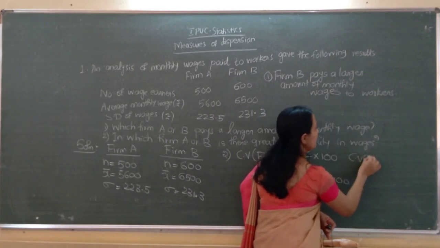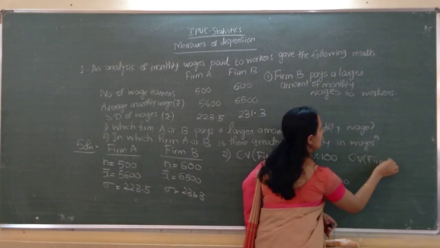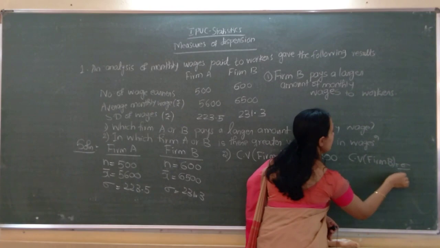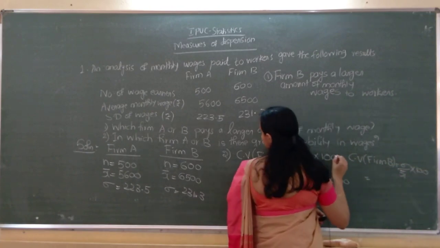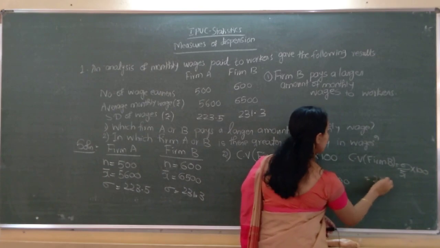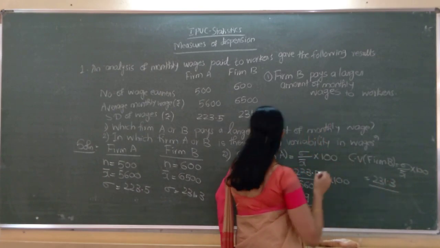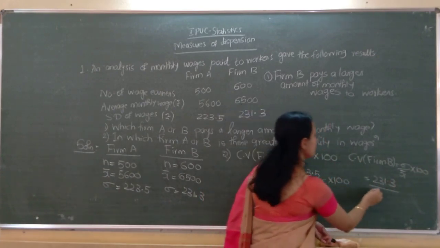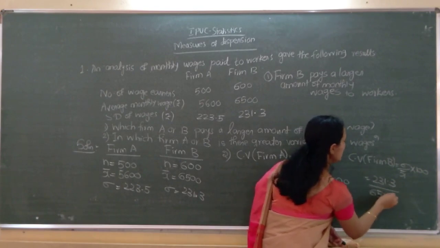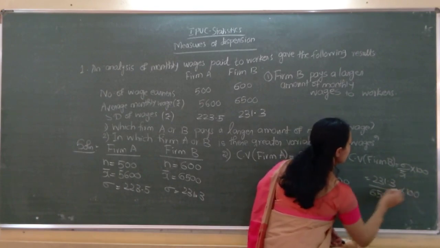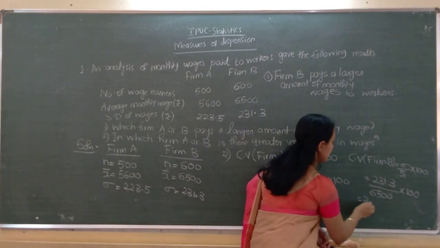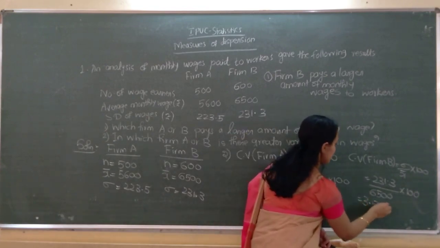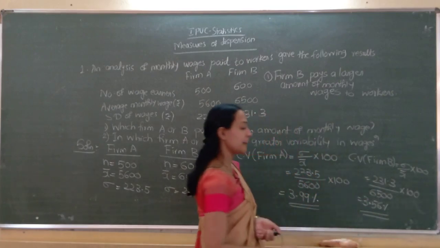CV of firm B. That is also sigma divided by x bar into 100. Here sigma is 231.3 divided by x bar 6500 into 100. The answer is 3.56%. So which one is more?